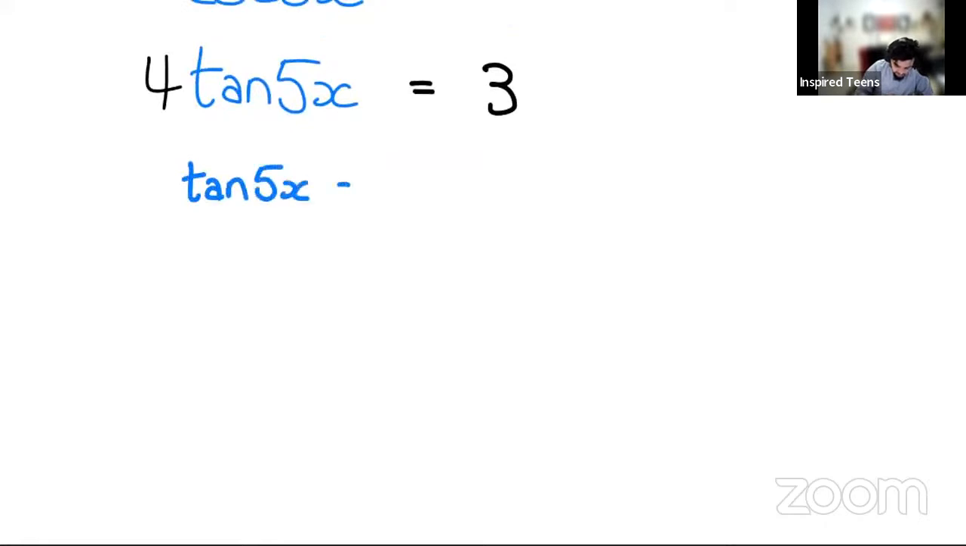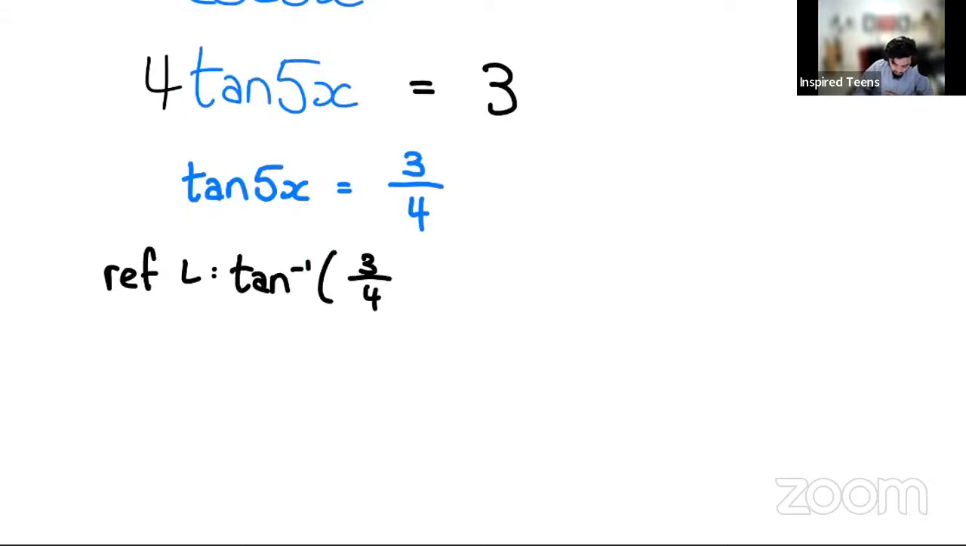Tangent 5x is equal to 3 over 4. Okay, now I need to find my ref angle. I say shift tangent 3 over 4. Put that in my calculator. Shift tangent 3 over 4. And I get 36,87 degrees. 36,87, and that's my ref angle.